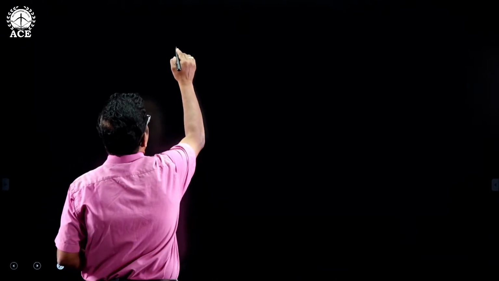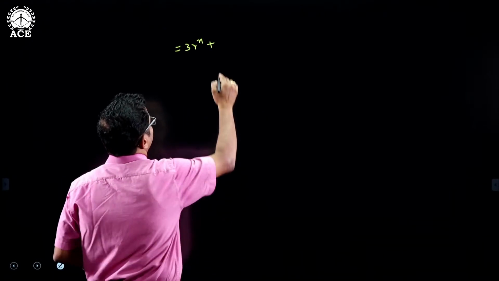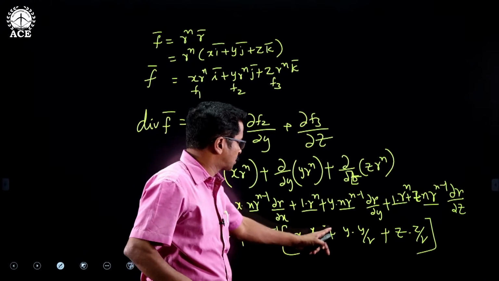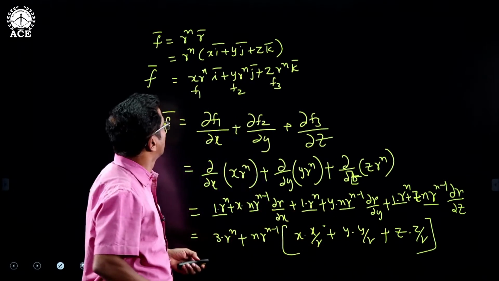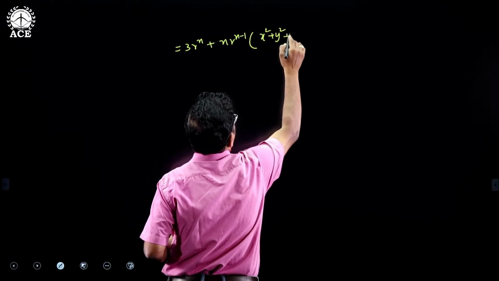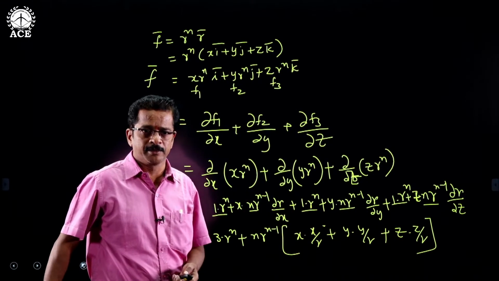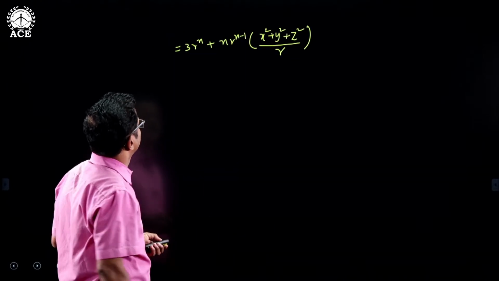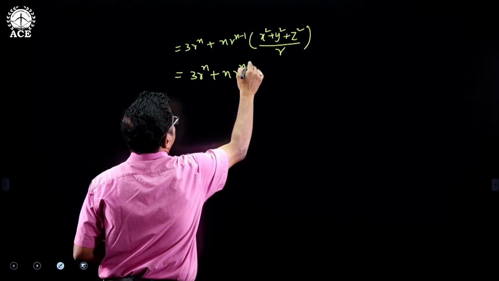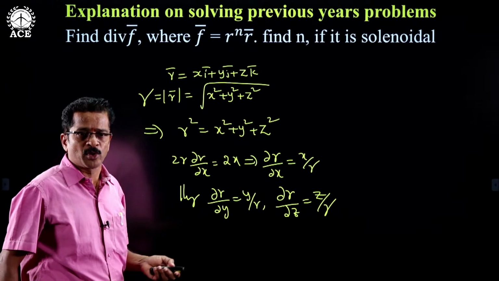So which is equals to 3 into r power n plus n into r power n minus 1 into x square plus y square plus z square by r, on whole, into x square plus y square plus z square whole divided by r, as r is the common denominator in all the terms. Right? So then which is equals to 3 into r power n plus n into r power n minus 1 x square plus y square plus z square is equals to r square, as I provided in the initial part.